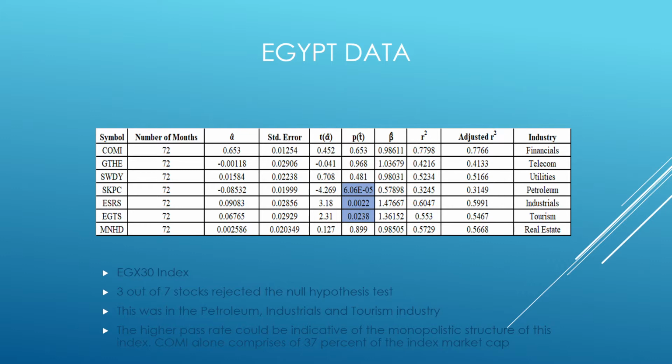And another country is Egypt, and the index for this country is the EGX 30. So here it's a much more top-heavy economy, meaning the Commercial Bank of Egypt comprises 37% of the market capitalization of this index. So 3 out of 7 stocks rejected the null hypothesis, so most of them passed. This was in the petroleum space, the industrials, and the tourism arena. And the higher pass rate could be indicative of the monopolistic structure of the Egyptian economy and of the index, which, like I said, the commercial bank has 37% of the index market cap.